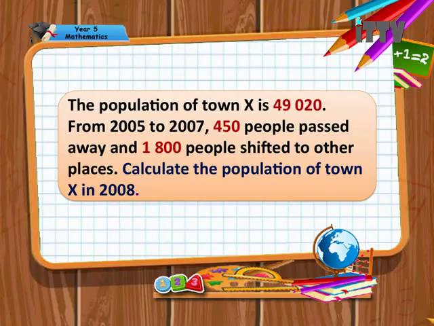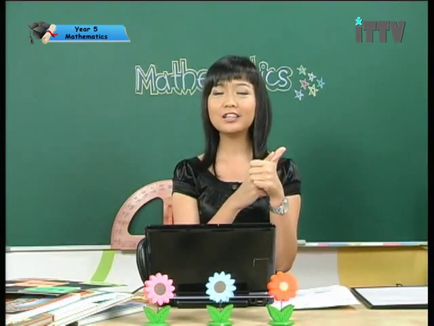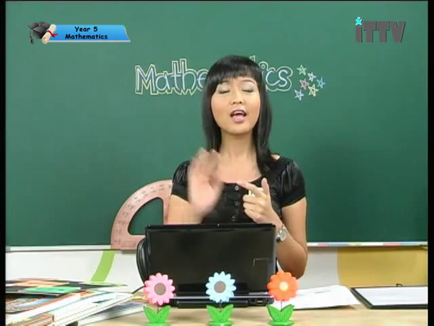Now, let's understand the question first. We have the original number of the population, which is 49,020. Of this number, some of them passed away, and some others shifted to other places. So the question wants us to find how many people are left in 2008. So we take the original population minus those who have passed away, and then we minus off again those who have shifted to other places.